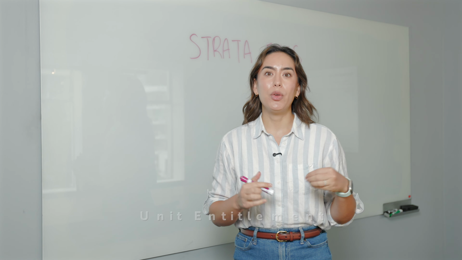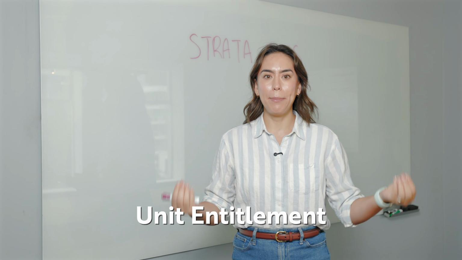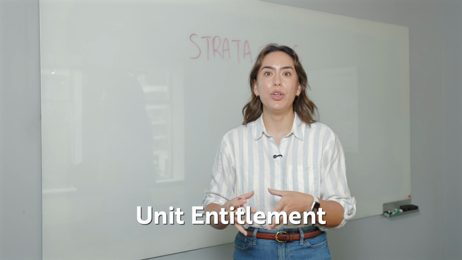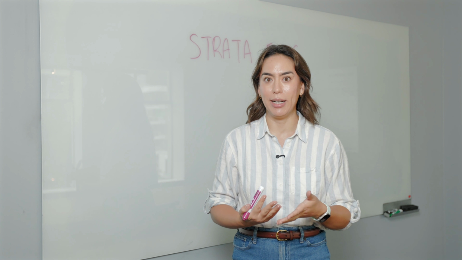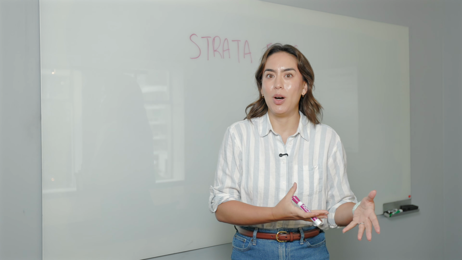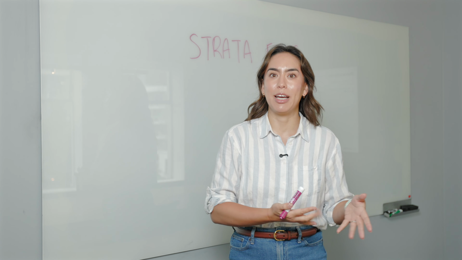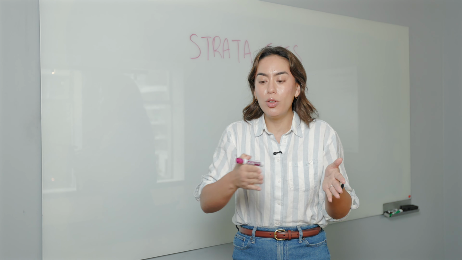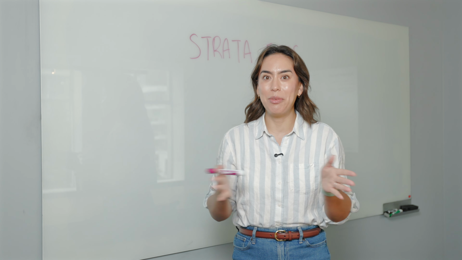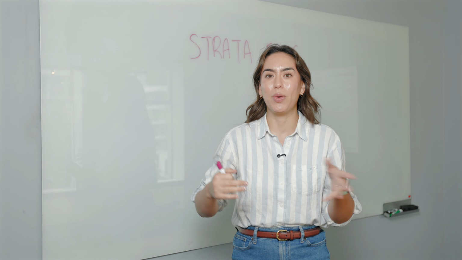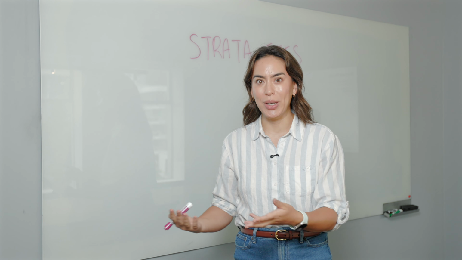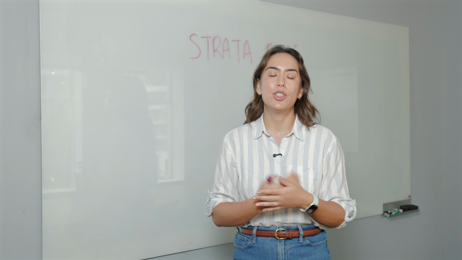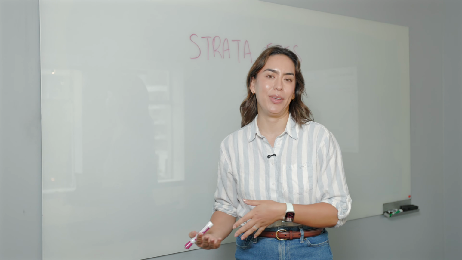So when I'm talking about unit entitlement, what that means is essentially relative to how big your unit is to the entire strata. So for example, a 1-bedroom condo is going to have a lower unit entitlement than a 2-bedroom condo that's bigger in size. And then all of those individual unit entitlements, all of those individual owners, is going to equate to the total unit entitlement, which is the total, say, square footage of the entire strata. So that's how strata fees are calculated.